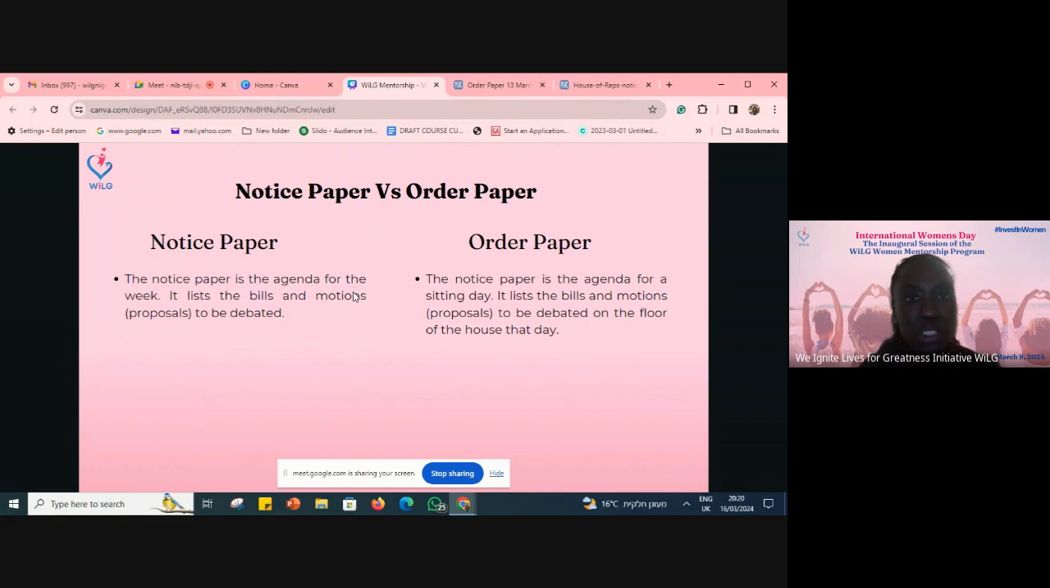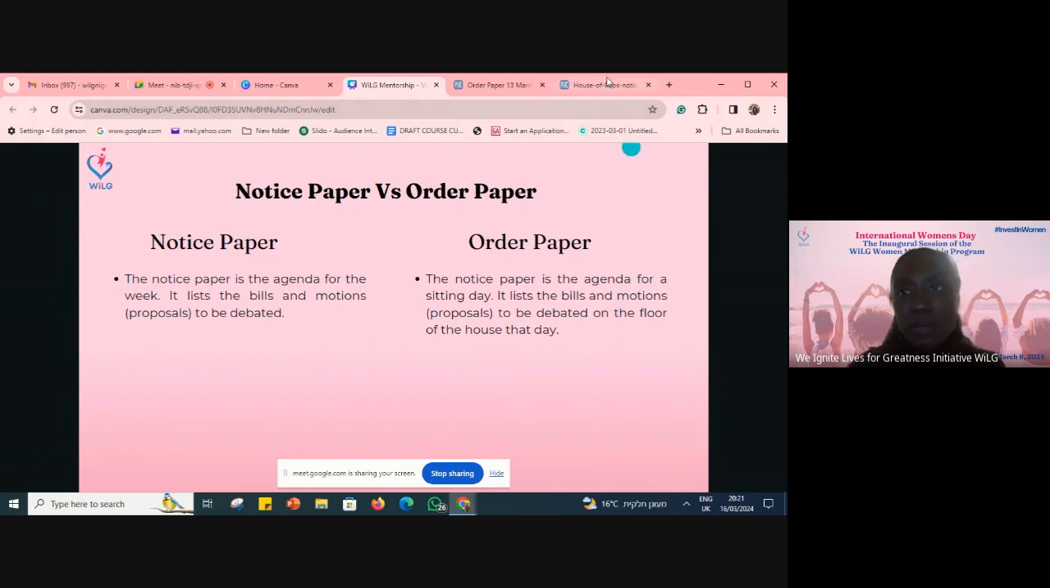So it has a lot of information. At the beginning of the week, each member of the House of Representatives or the Senate gets a notice paper for the whole week. Everything that they're going to discuss for the week is on that paper, so they can plan their day and their week, including committee meetings if they're attending them. The other paper is the agenda for that particular day. So if today is 16th, the other paper for the 16th will have all the activities, bills and motions that will be deliberated today.